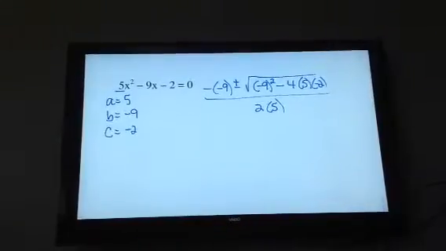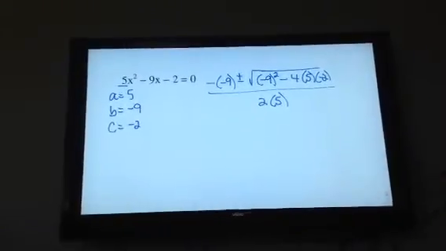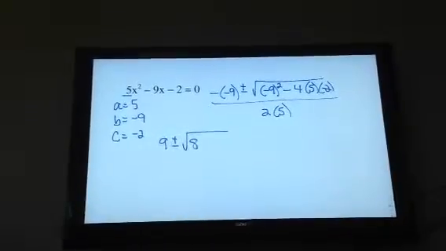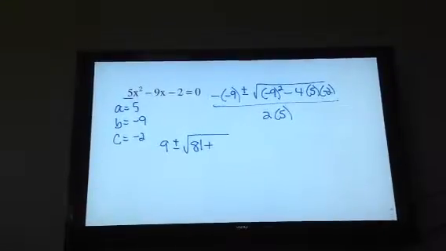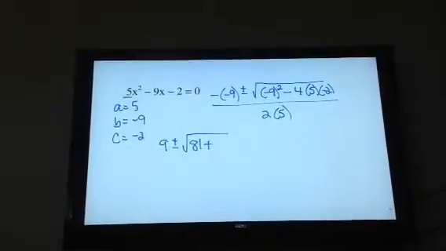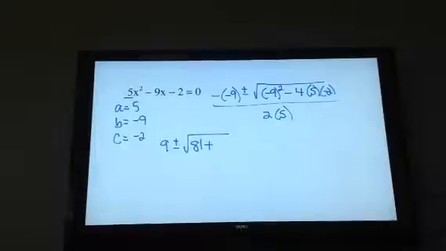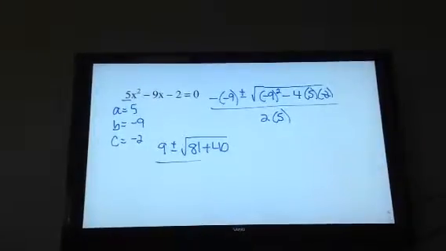Okay, so let's just work this out now. I have negative 9 on the outside, which is a positive 9. Square root of positive 81 plus 4 times, or negative 4 times positive 5 times negative 2. That's why it's going to be a plus, because I have two negatives. So that's 40 over 10.